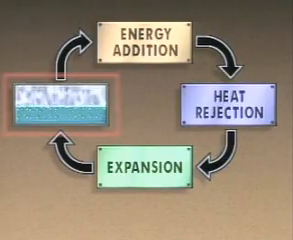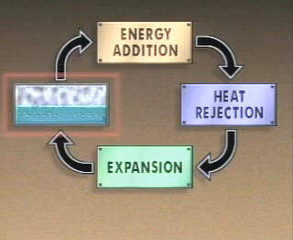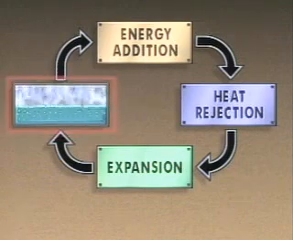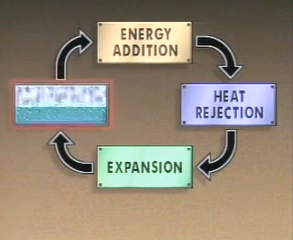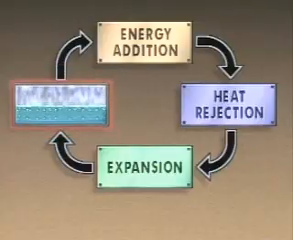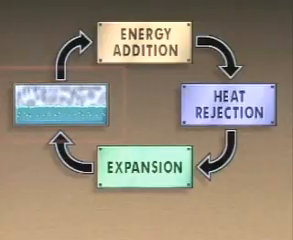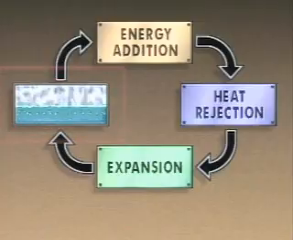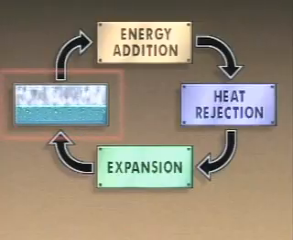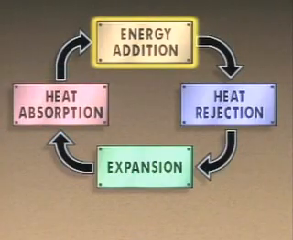The heat absorption causes the refrigerant to change phase from a liquid to a vapor. Also, the vapor receives heat and its temperature increases. So, in this step, the refrigerant changes from a low-temperature liquid to a higher-temperature vapor. In the energy addition step, energy is added to the refrigerant so that it can move through the rest of the refrigeration cycle.